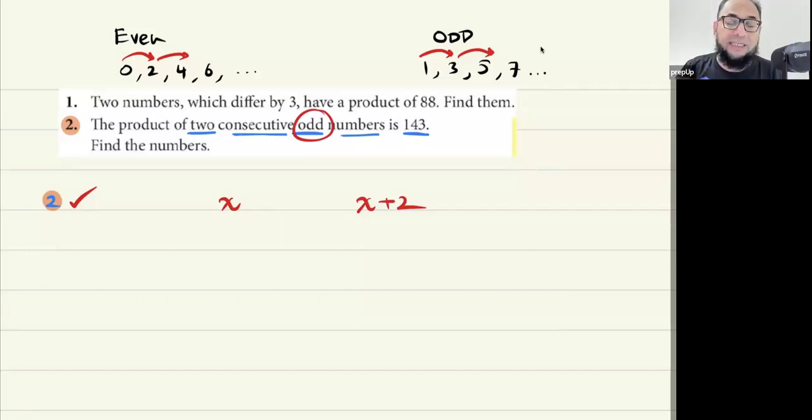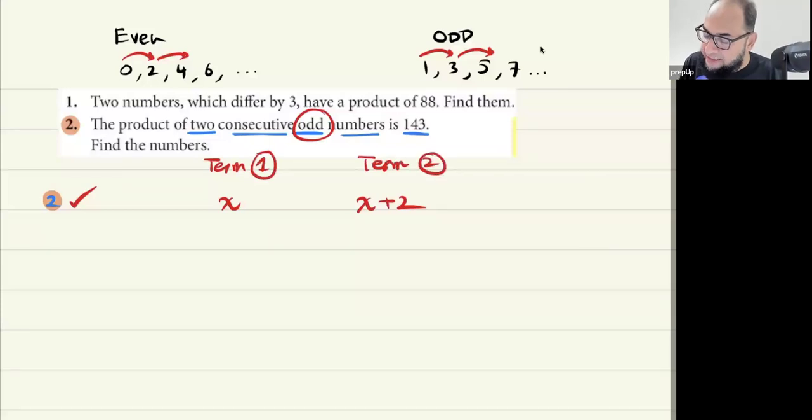Yes, if they talk about consecutive integers, there would be x, the other one is x plus 1, the other one is x plus 2 and so on. So let the first number, term 1, let it be x, the second term is x plus 2. Now proceed. I'll pause the recording. I would like you people to solve this out.